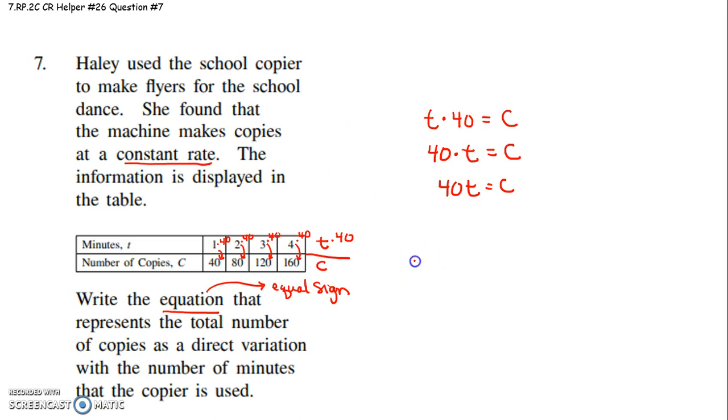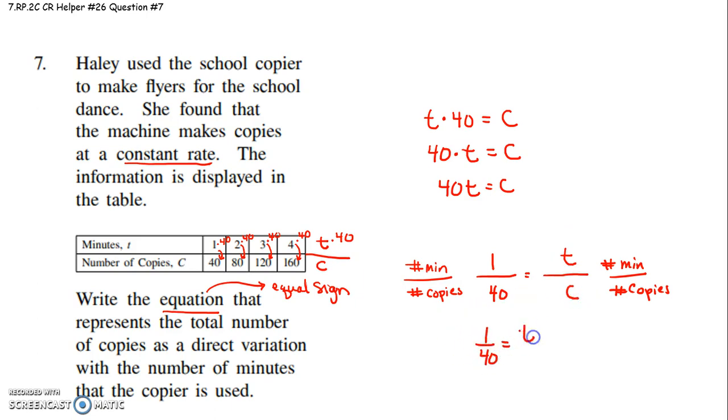You could also take number of minutes to number of copies equals number of minutes to number of copies. So you could say, I know in 1 minute there's 40 copies that are made. That's my fact. In 1 minute there's 40 copies. So then the question is, in T minutes, there'll be C copies. So 1 over 40 equals T over C is another acceptable equation.